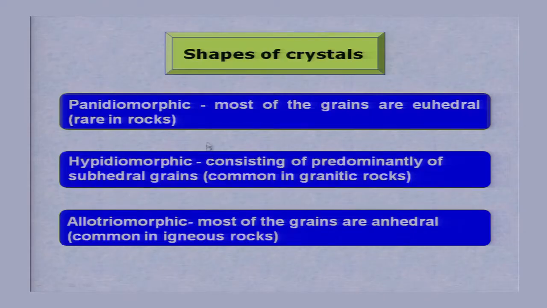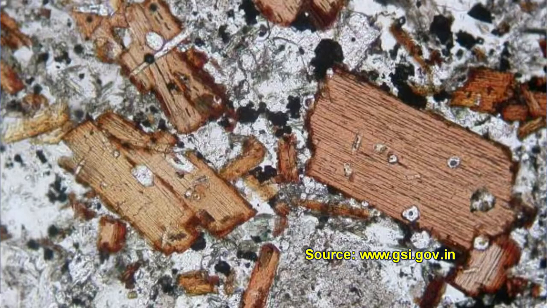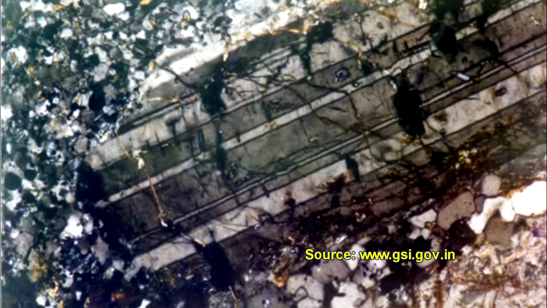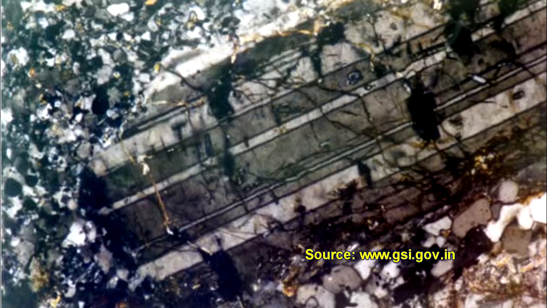Now, I will discuss the shape of the crystals. Panidiomorphic texture. What is panidiomorphic texture? In this case, most of the grains are euhedral. Euhedral means all the crystal faces are very well developed, but this kind of texture is rare in igneous rocks. The second type is hypidiomorphic texture. It consists predominantly of subhedral grains, common in granitic rocks. This kind of texture is commonly found in granitic rocks, and granitic rocks are also very common.